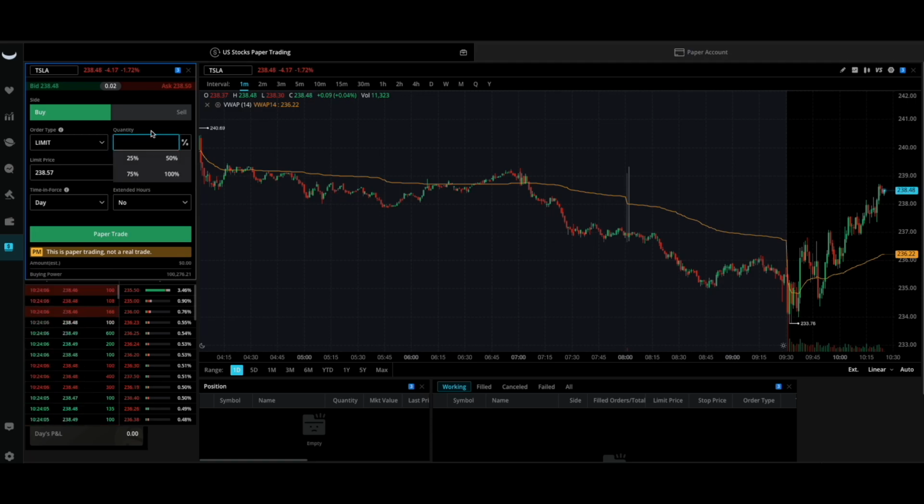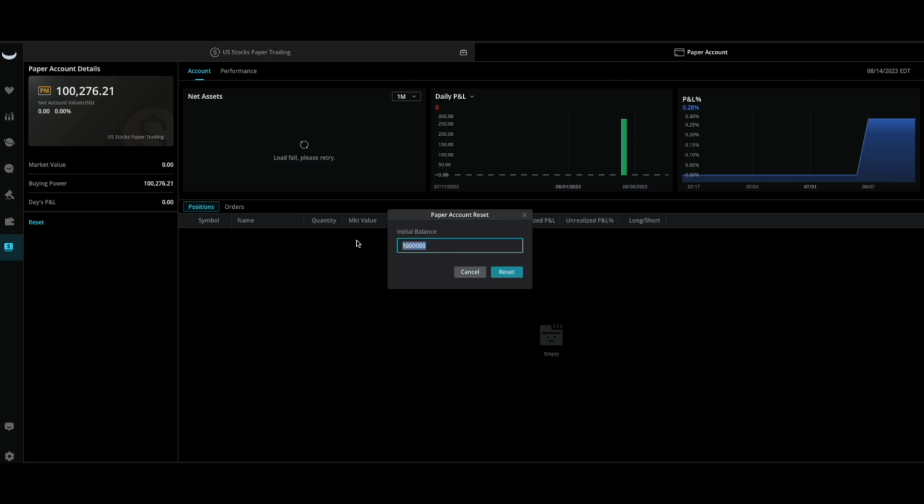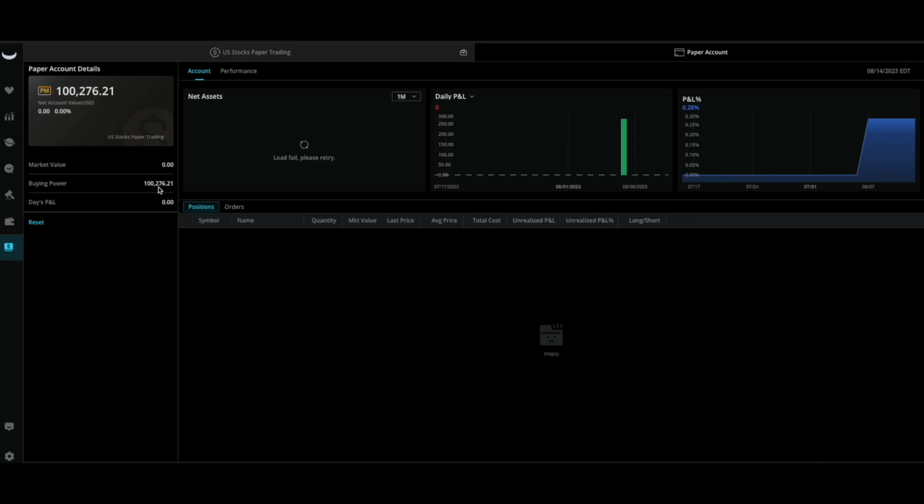But what's most important before you even start trading is you have to look at this. You have 2 bars up here. You have US stocks paper trading and then paper account. Before you start trading, you want to reset the value that you're actually going to trade with. So make it realistic to what you would actually trade with. So for me, I'm going to make it $100,000. So you can set the amount that you want to trade with. So I confirmed it, and now I have $100,000 to trade with.